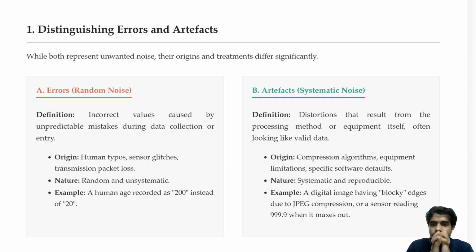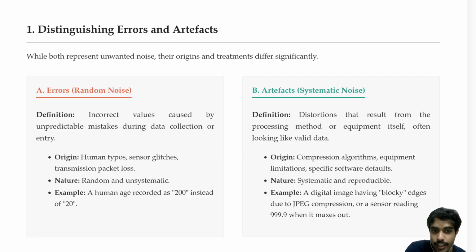So first, let's distinguish the two. On the left we have errors, and these are random noise. Think of a typo. Someone enters age 200 instead of 20, right? Or a sensor momentarily loses power. They are unpredictable and usually isolated.